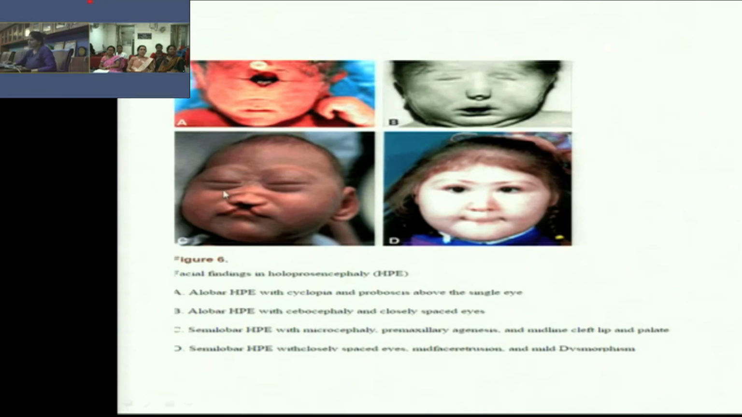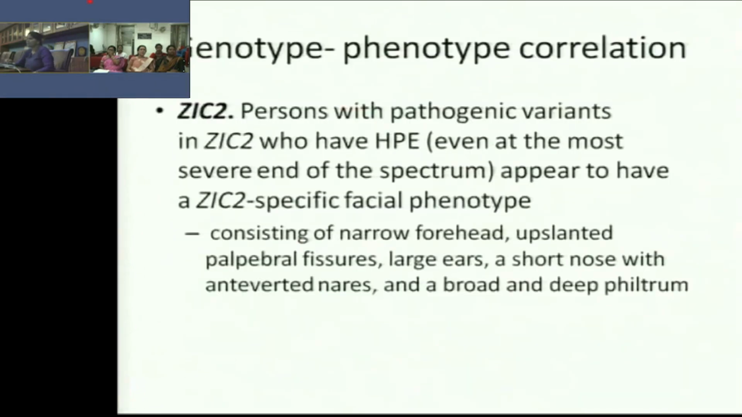So these are the facial findings, as I said, in the various non-syndromic forms of this gene. They include lobar HPE with cyclopia, with closely spaced eyes, then microcephaly, premaxillary agenesis, and midline cleft lip and palate. And this is with closely spaced eyes, mid-face retrusion, and mild dwarfism. So we can have variability in the same family. So coming to just what about the genotype-phenotype correlation?